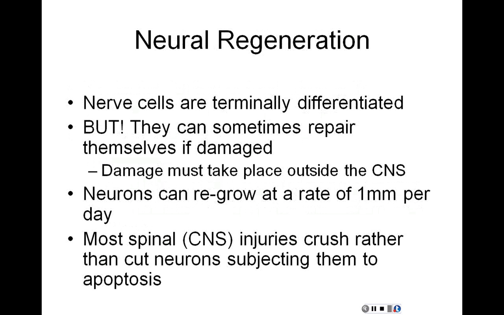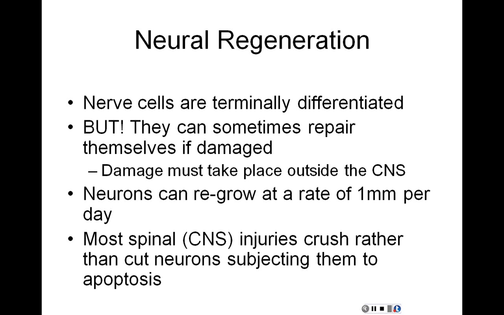Neural regeneration. So when you are born, all the nerve cells you have are all the nerve cells you are ever going to have. That's what being terminally differentiated means. It means you can never get any more nerve cells. If nerves are damaged, they can sometimes repair themselves. But if a nerve cell dies, you can never get that cell back. So if you damage the cell, first of all, it has to be in the peripheral nervous system. Central nerves cannot regenerate themselves. Peripheral nerves have a chance. If a peripheral nerve does regenerate, it's at a very, very slow rate, 1 millimeter per day.